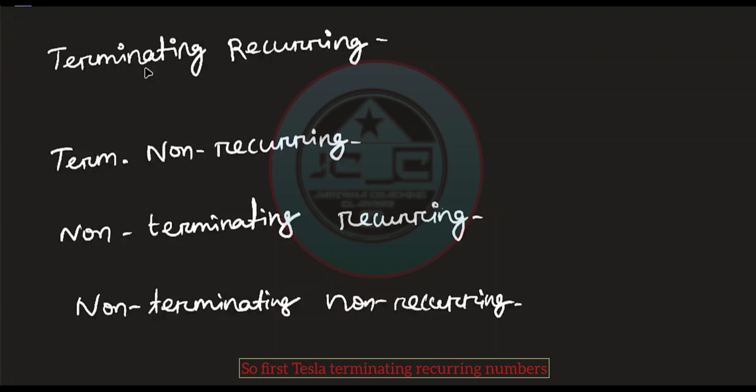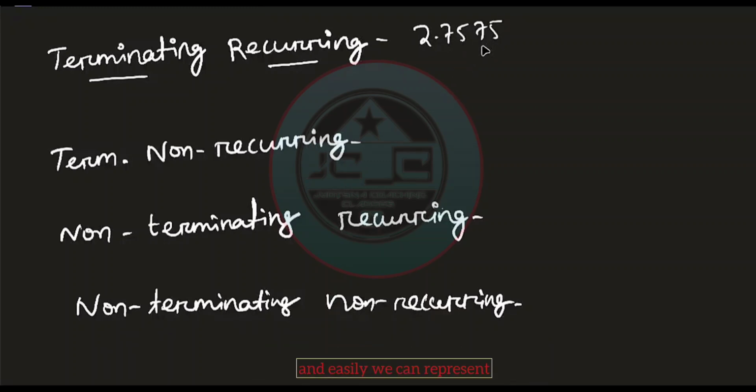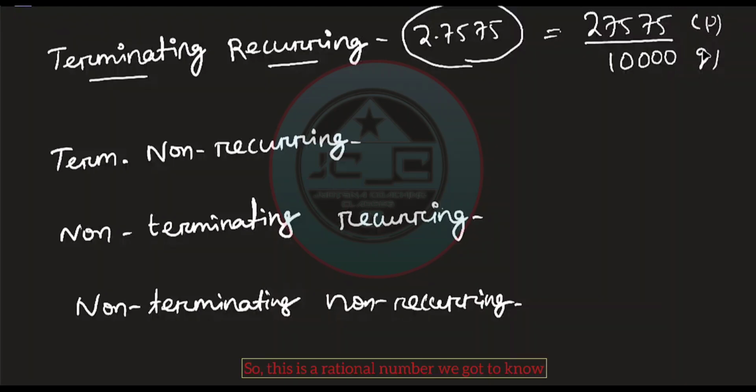First, terminating recurring decimal expansions. Take 2.7575, let's say. Easily we can represent or express this expansion in the form of p by q. This would be equal to 27575 upon 10000, which is in p by q form. So this is a rational number, we got to know that, right?